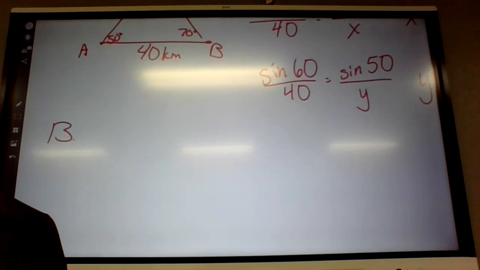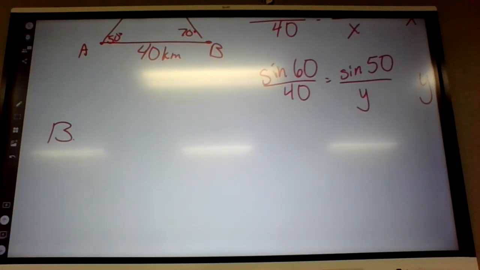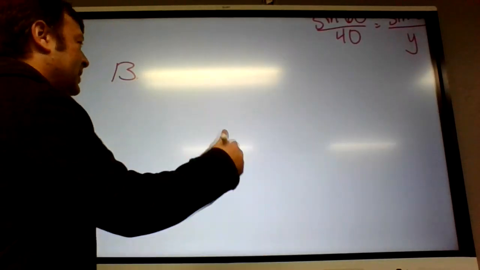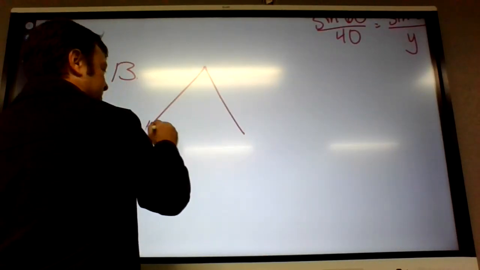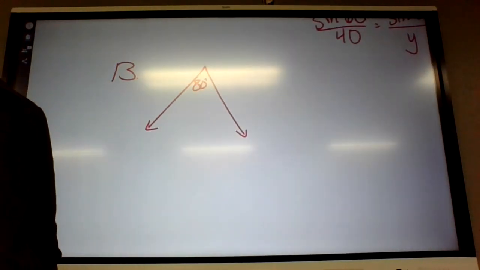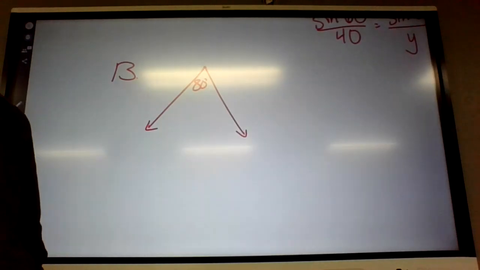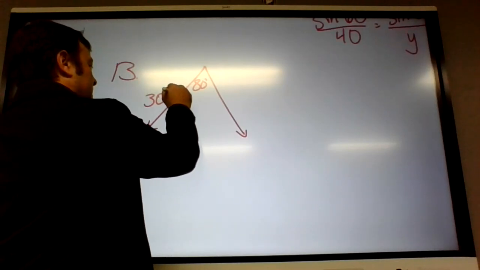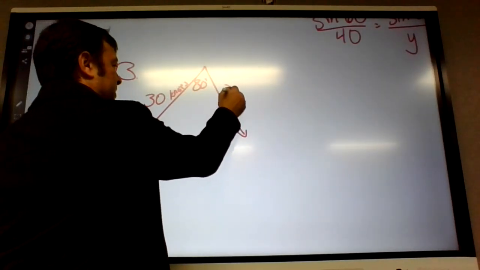All right, 13. Two ships leave port on a course that differs by 80 degrees. This isn't really the navigation problem. They did not draw pictures, so they're just 80 degrees on a different course. So it's just something like this. Each ship travels 30 knots. Knots is kind of like miles, basically. So that's a distance.